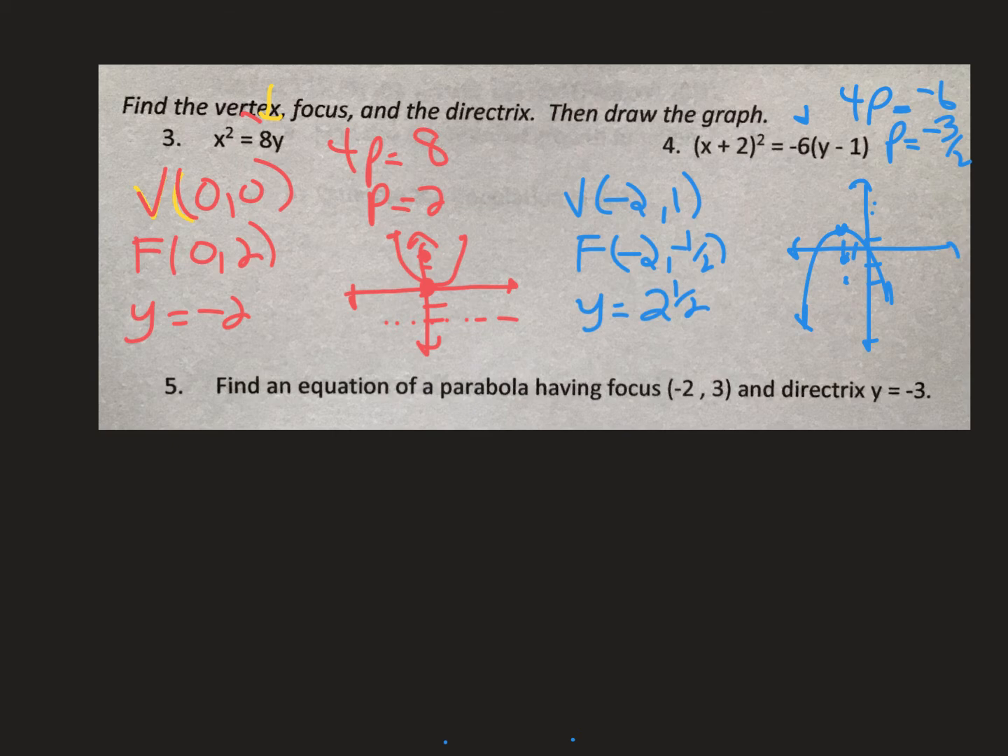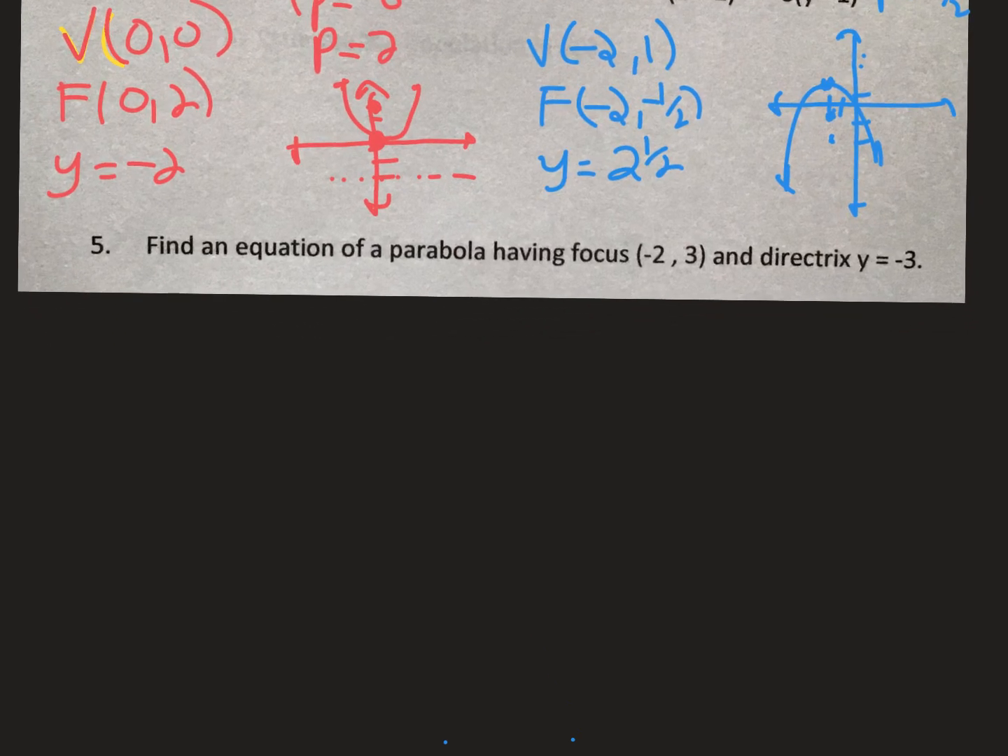All right, number 5. Number 5 says find an equation of the parabola having focus (-2, 3) and directrix y = 3. Guys, you need to draw the picture. It's going to be hard to do without the picture. So the focus is negative 2, 3. There's the focus. The directrix is y equals 3. That's a horizontal line going right through here.